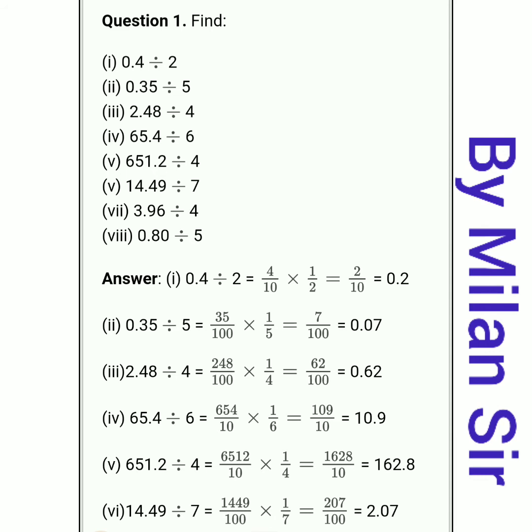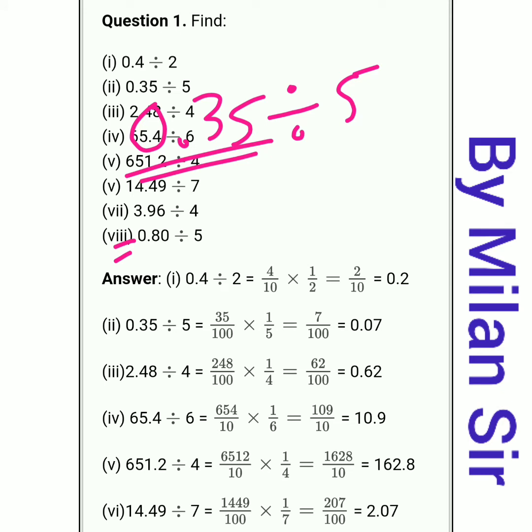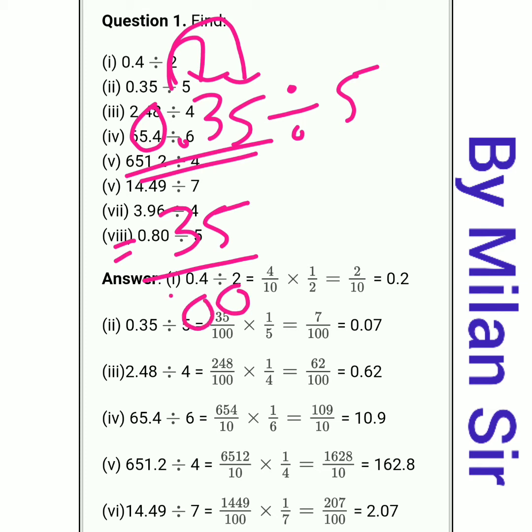Then question number 2, 0.35 divided by 5. Okay, first of all we need to convert this decimal number into fraction. So first of all ignore the decimal point. So here 35. Now after decimal point here two digits are present. So in denominator we need to write 2 0 before that 1, that means 100. Otherwise we can also say that we need to write the place value of 35 after decimal point. It is hundredth, that means in denominator we need to put 100.